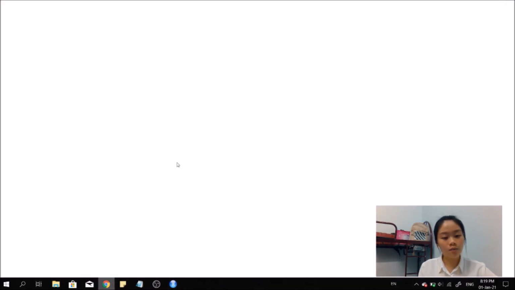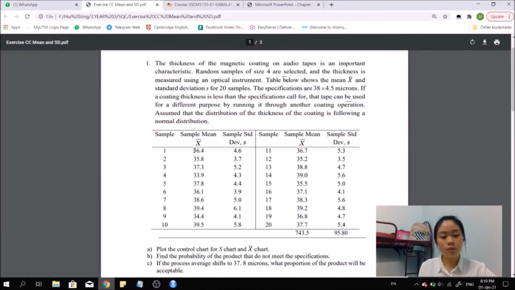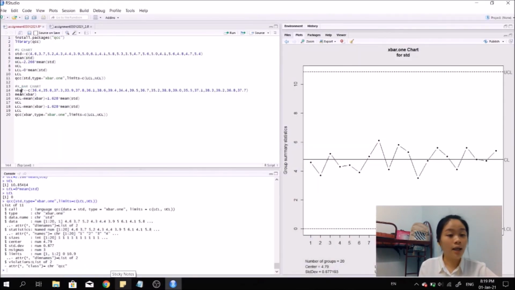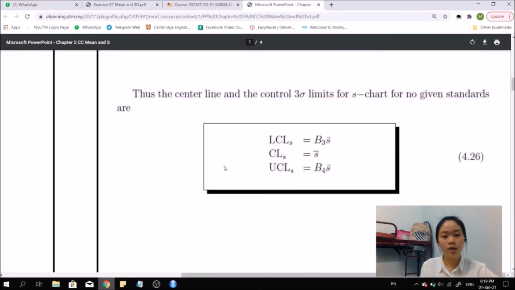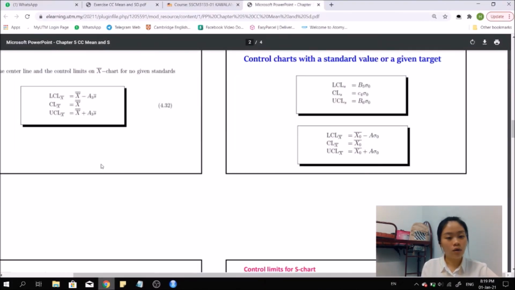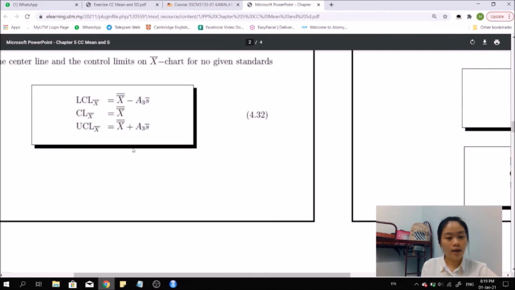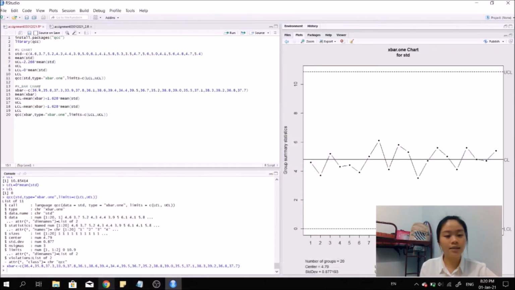So for our X bar chart, the data given is from 36.4 until 37.7. We copy all the data into the X bar. So we run this row. After that, we need to find the X bar chart. Okay, we need to know the double bar X and the bar S. Bar S we have found just now. And the A3. Firstly, we need to find the double bar X first. Double bar X is equal to the mean of the X bar.